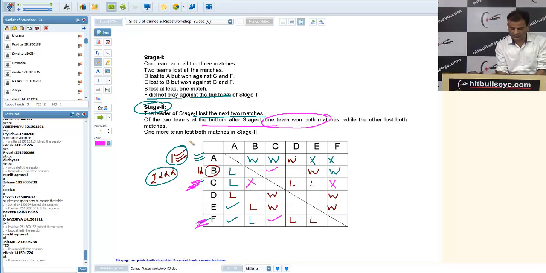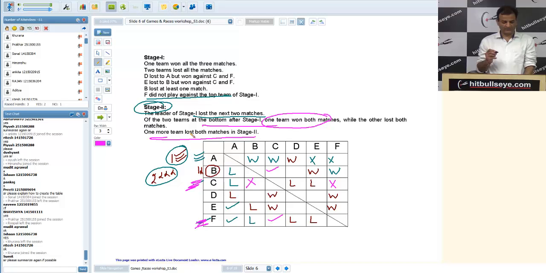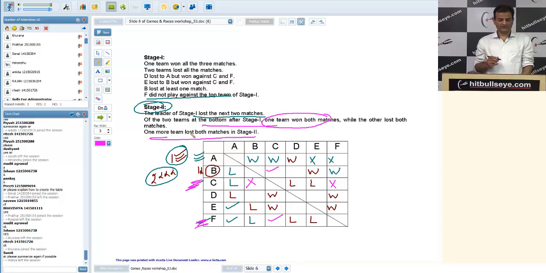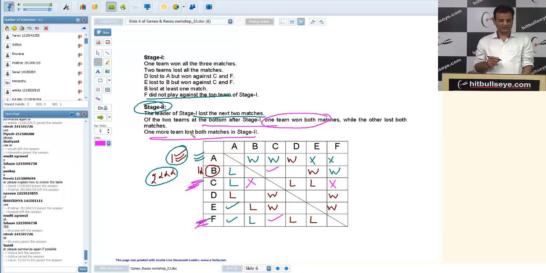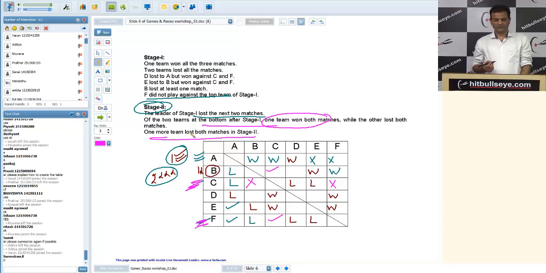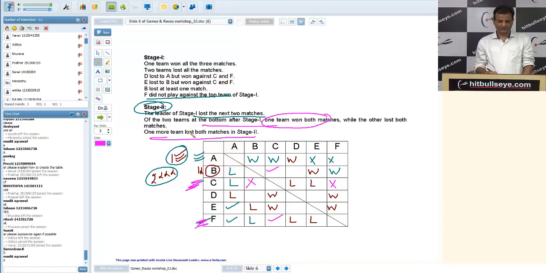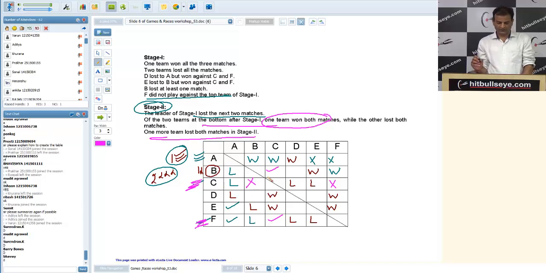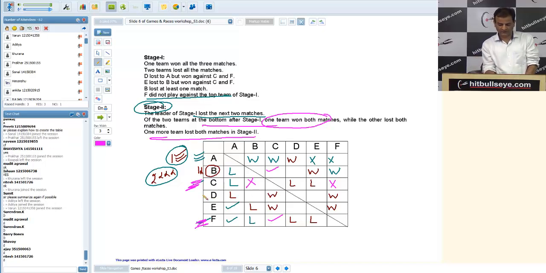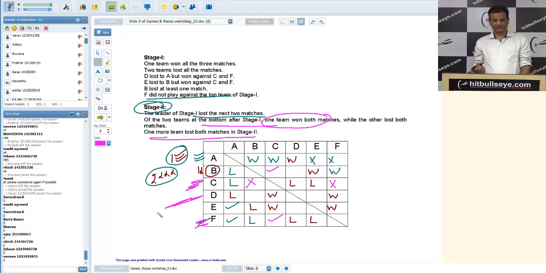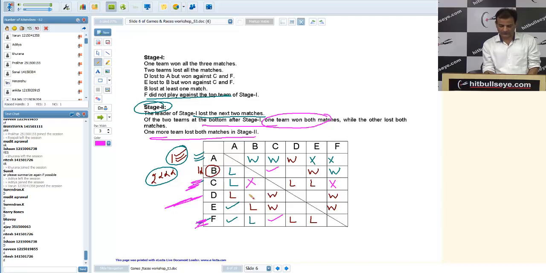There is one more team that lost both matches in stage 2. So what can be the other team? B cannot be that team. C is already one team. F cannot be that team. Only D is left. D can be the other team which lost both the matches. Yes. So D will lose against B. I will cross here. So B will win against D. D has to lose against E. So E will win against D.